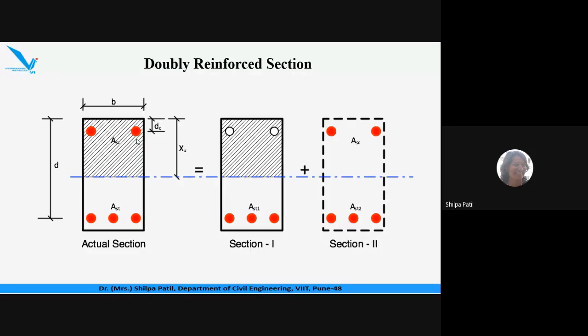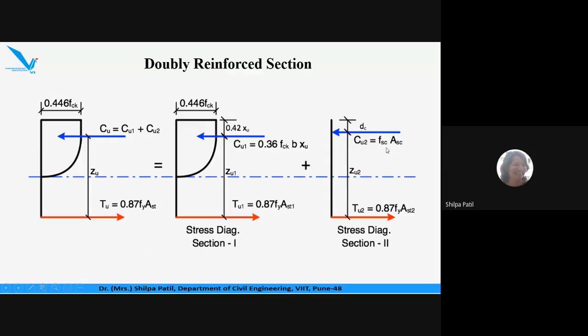So the stress developed in the compression zone steel, that is FSC, always comes either less than 0.87 Fy or equal to 0.87 Fy. That's why we cannot directly put the value of FSC here as 0.87 Fy. It may or may not be equal. It will be either less than or equal to 0.87 Fy. That depends upon how much steel, or what percentage of steel, we have provided in the compression zone.